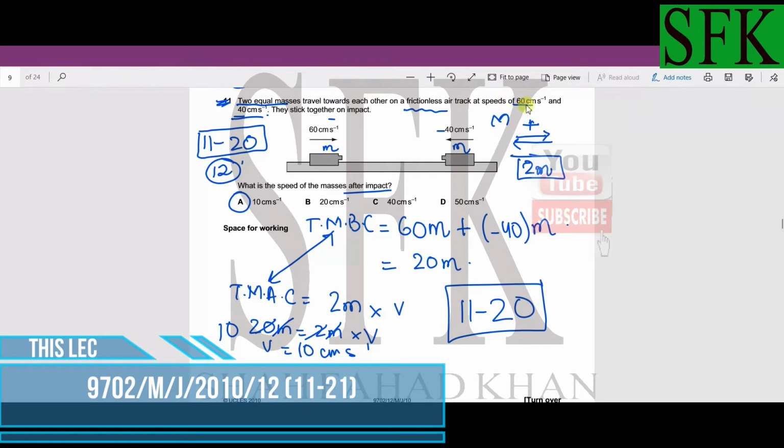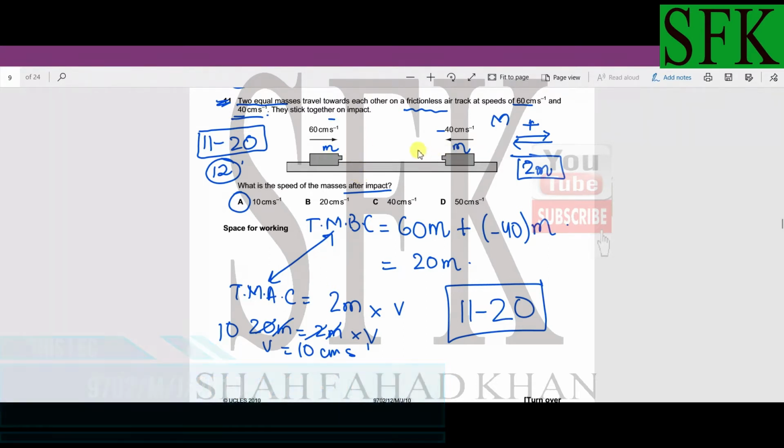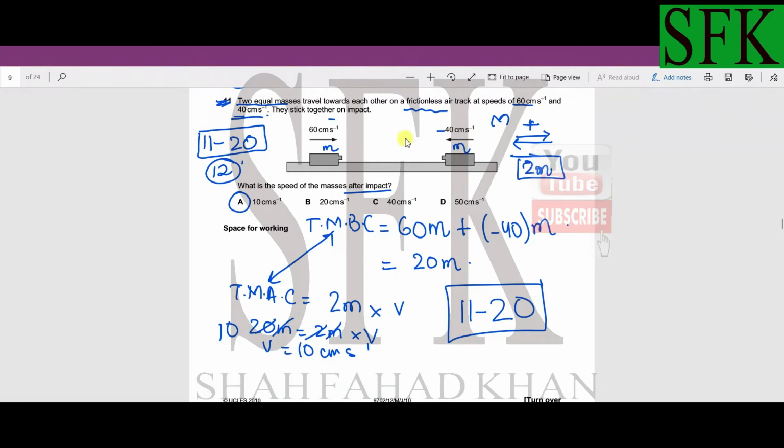air track at a speed of 60 centimeters per second and 40 centimeters per second. What is the speed of the masses after the impact? Over here we are going to apply the law of conservation of momentum. Momentum is a vector quantity, so since they are moving in opposite directions, we have to consider one of them to be in the negative direction. I assume the right hand side to be positive and the left hand side to be negative. So the velocity of 40 centimeters per second is negative 40 centimeters per second because it's traveling in the opposite direction to the positive direction.